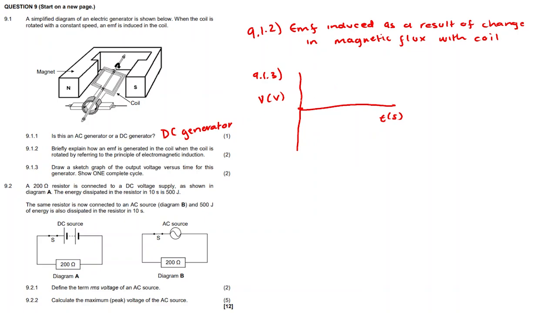And since it's a DC generator, it's only positive and above the x-axis. So for a complete cycle, we would have two waves. Well, one complete rotation, but this is going up and then down.